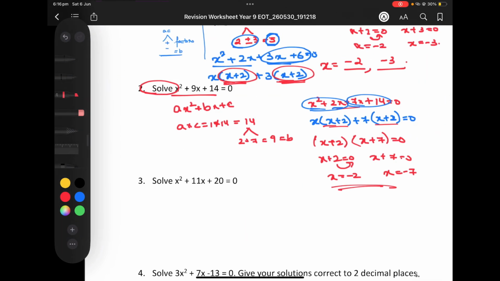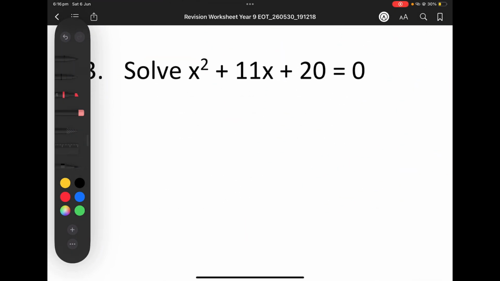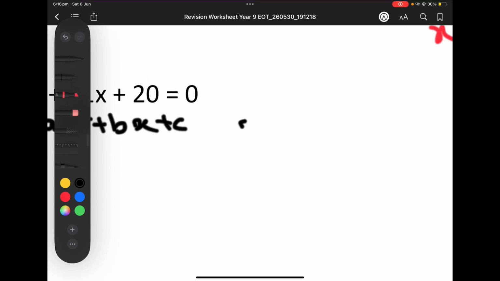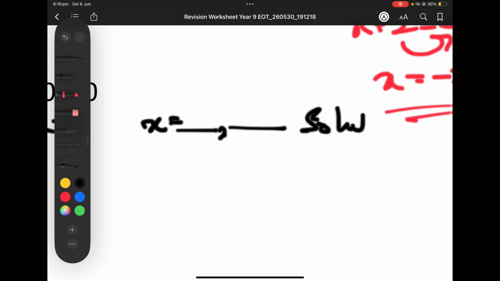Looking at the third question that is given over here, it says solve. Now looking at this question, it is given in the form of ax square plus bx plus c. I know that I have to find the values of x, and how many values of x will there be? x will have two values, or two solutions it will have. It is going to have two solutions.